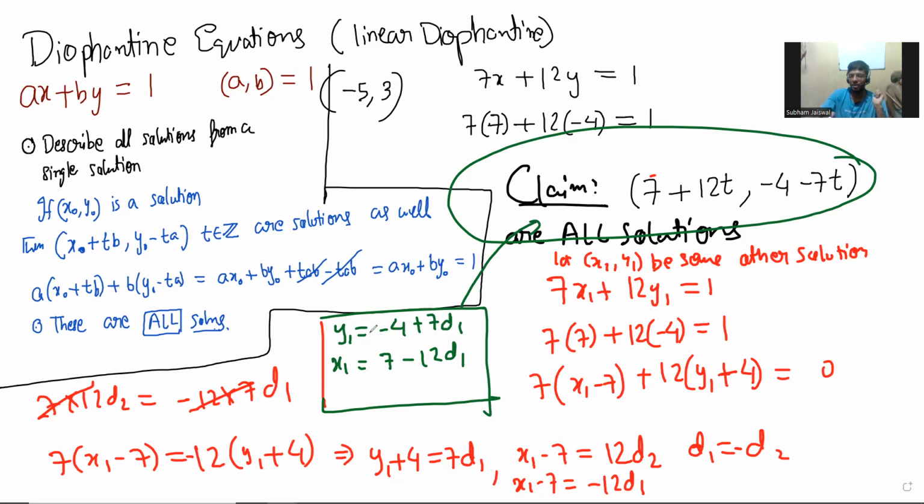You see, y1 is minus 4 plus 7 d1, which is what it is, right? This minus plus is fine. This minus d1 becomes t1 and t and so on, but it's the same thing. So what we just proved is that these are all the solutions.